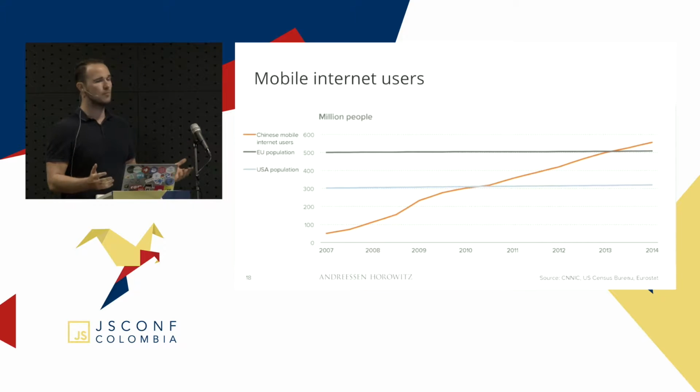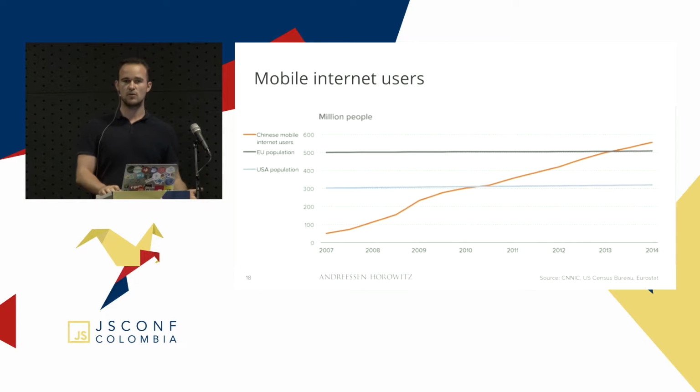If you look at just mobile internet users, right now there are almost 500 million people online in China just from the mobile phone. There are more people online in China than there is population in Europe, or population in the US. And we all talk about the US market as being a massive opportunity. What about China?